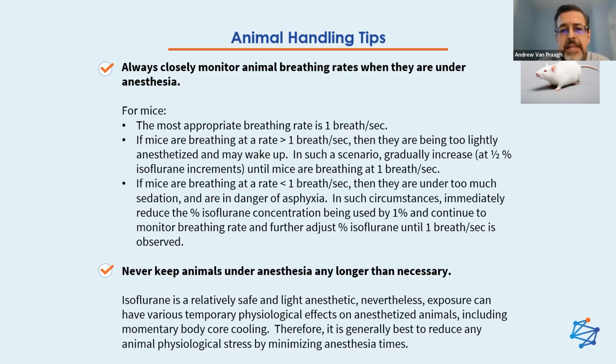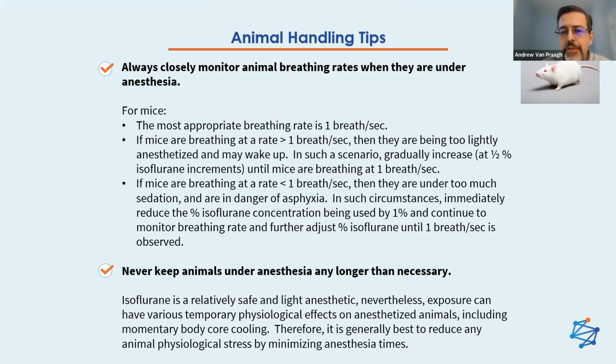For mice, the typical breathing rate that you're aiming for is 1 breath a second. If a mouse looks like it's breathing faster than that, well in excess of 1 breath a second, it is essentially being anesthetized too lightly. What you'll want to do under that kind of scenario is gradually increase the percent isoflurane vapor that you're exposing the mice to. I would suggest a 0.5% increase from where you may start, let's say 2.5%, and then closely monitor the breathing rate of the mice as you increase the percent ISO.